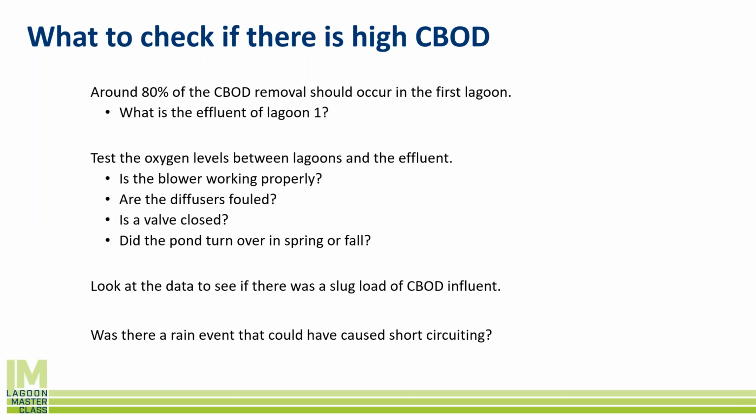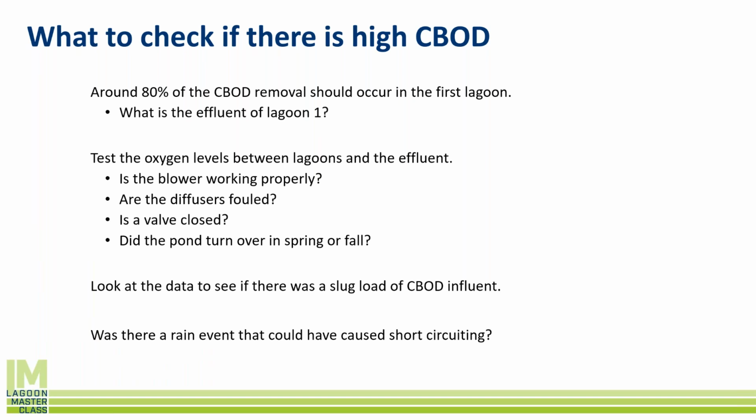So between lagoons, a really good habit is to sometimes just take your DO between the lagoons. Maybe look at your pH between the lagoons. And if you see your DO coming out of the first lagoon might be too low or anaerobic, there are things that we need to look at. Maybe we can take a look at our blower and make sure our blower is working properly.